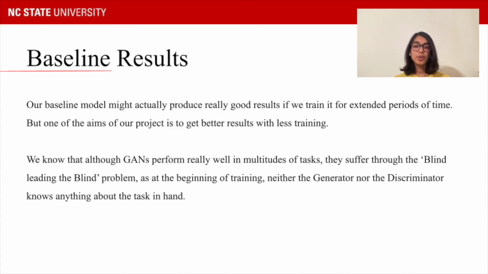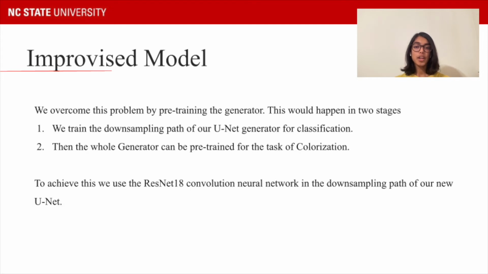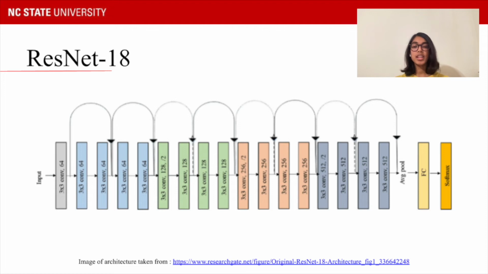We know that GANs produce really good results in multitudes of tasks, but they suffer from the problem of the blind leading the blind, where neither the discriminator nor the generator knows what the task at hand is. So we try to improve the baseline model, and we do that in two steps. The first step consists of pre-training the downsampling path of the U-Net generator for classification, and the second part consists of pre-training the entire generator for improving the results of colorization. We do this by using the ResNet-18 convolutional neural network as the backbone of the generator while pre-training it.